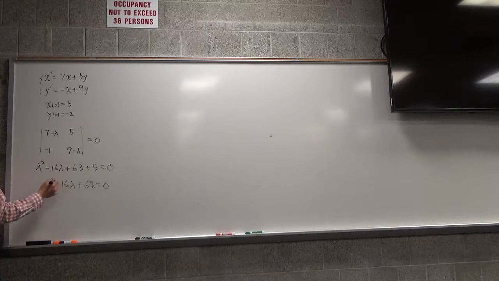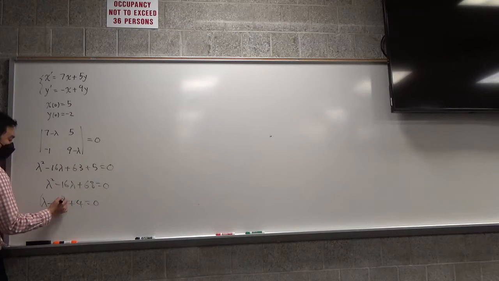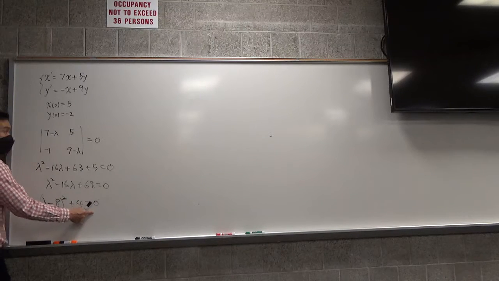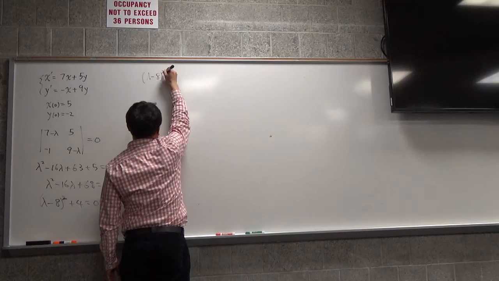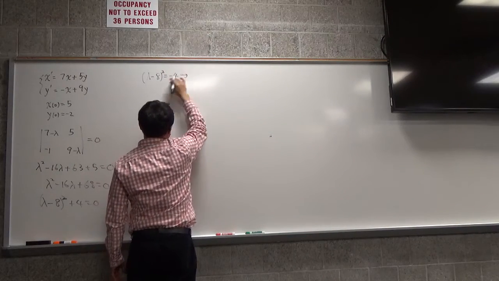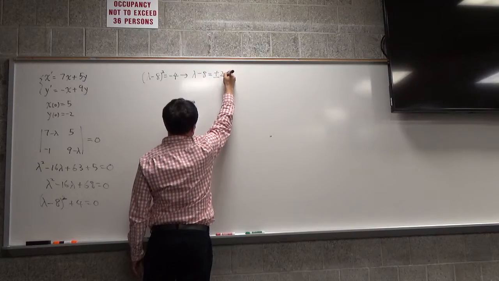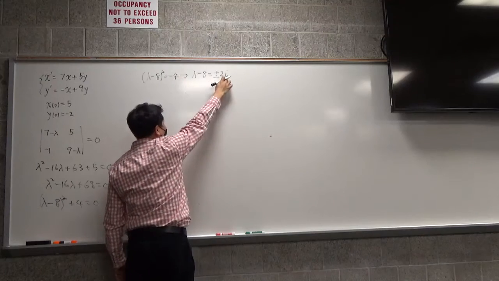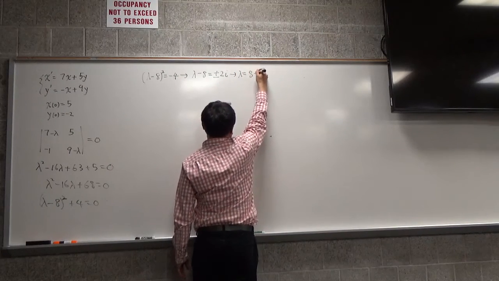And this time, let me try to complete the square. It should be lambda minus 8 squared, which is 64, plus 4 equals 0. So if you move the 4 to the other side, you get lambda minus 8 squared equals negative 4. Taking the square root gives you lambda minus 8 equals plus or minus 2i, because square root of negative gives you i. And that gives you lambda equals 8 plus or minus 2i.